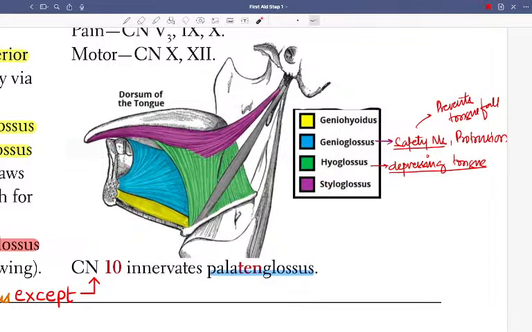What happens when one side becomes paralyzed? First let me finish this. Geniohyoid is niche. Genioglossus is the safety muscle of the tongue. When you have the tongue like this, one genioglossus from this side pushes it and protrudes it in the outward direction, and then you have another genioglossus.